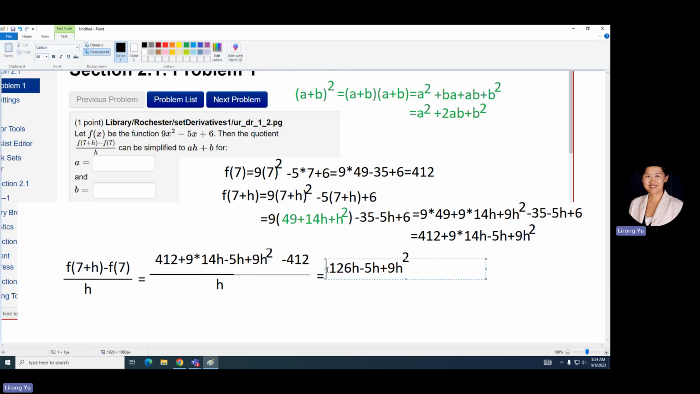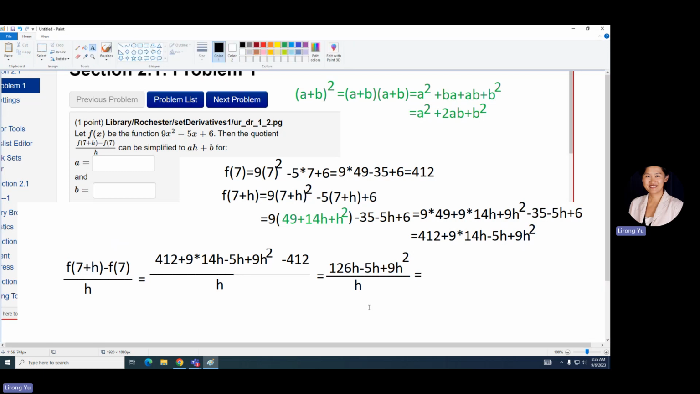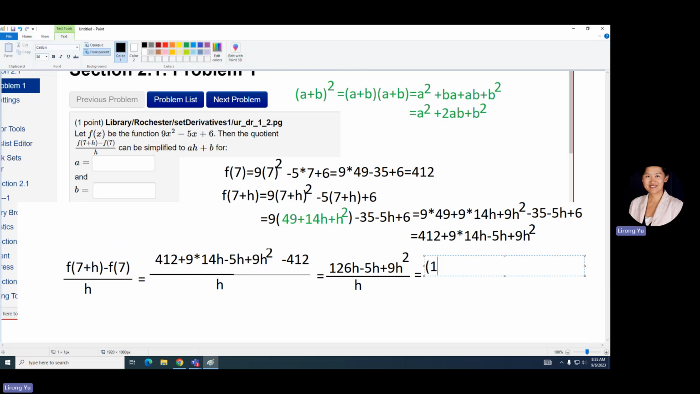But at least there's no more number. We want to divide it by h, and h is a common factor. So we can divide h from each term. So 126h divided by h, 5h divided by h, 9h squared divided by h. They all have to be divided by h. Another way to do this is to factor the h. h is a common factor. To bring the h out, we have this. So it's 126 minus 5 plus 9h, and you bring the h outside.